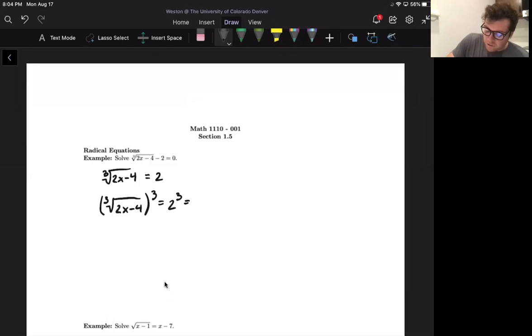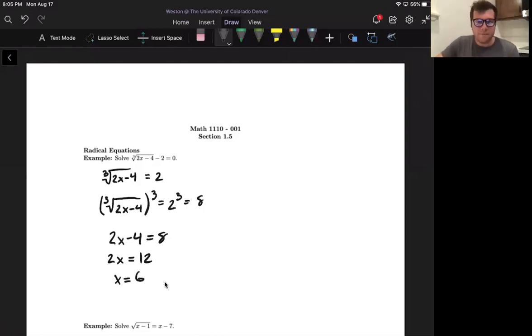And if you're quick with your cubes, you'll know that 2 cubed is 8. And then when we cube, the cube root goes away. So we get 2x minus 4 equals 8. That tells us that 2x is 12. And finally, that x is 6. So this problem was nice because we didn't have any quadratic show up. We'll see in the next problem that it is possible for a quadratic to show up.